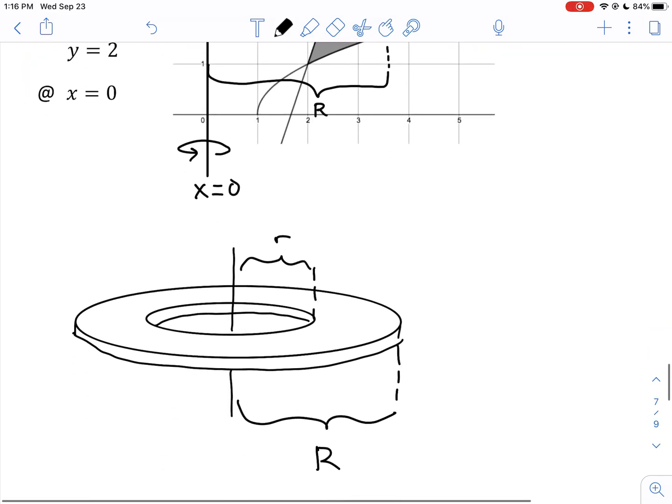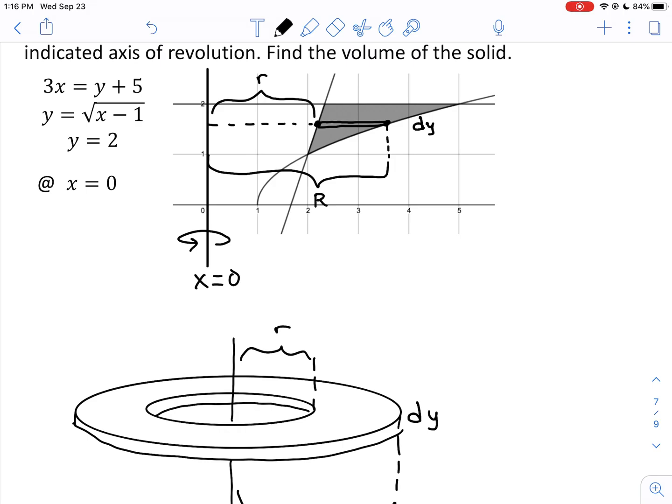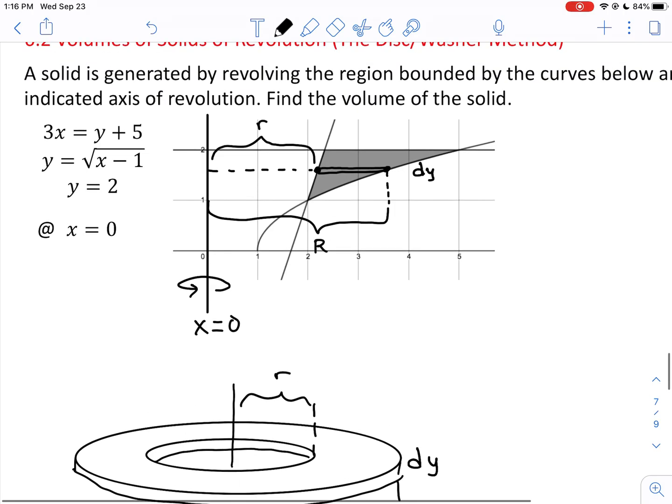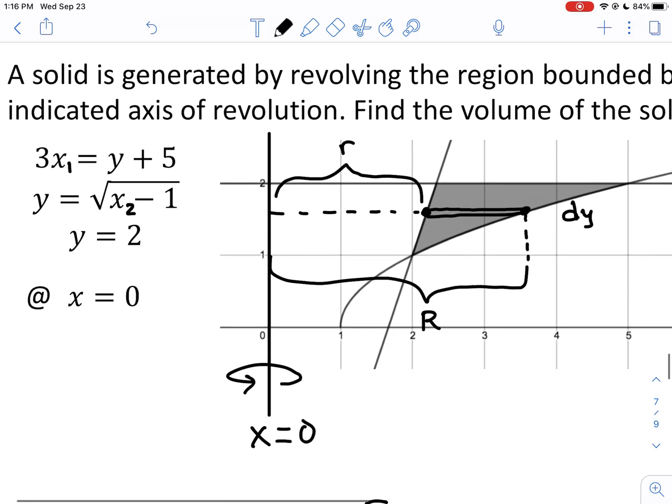Okay, since I'm doing a horizontal strip, the thickness of the strip is going to be dy. Everything has to be in terms of y. These are going to be horizontal lengths, but we have to write them in terms of y. Let's give these x coordinates different subscripts so I can distinguish them. So we'll call that x sub 1 and this one x sub 2.